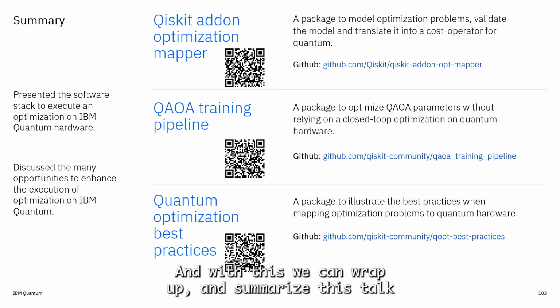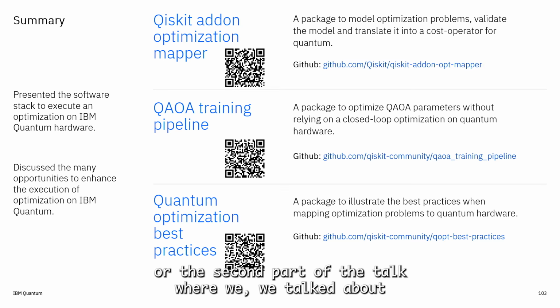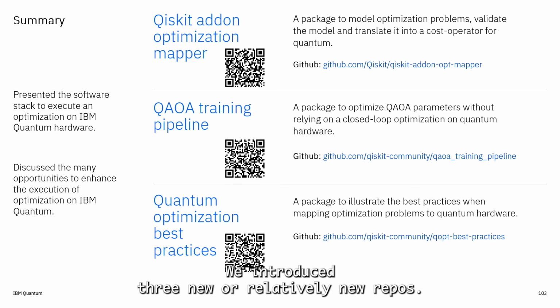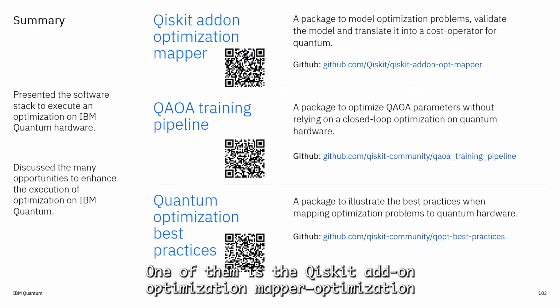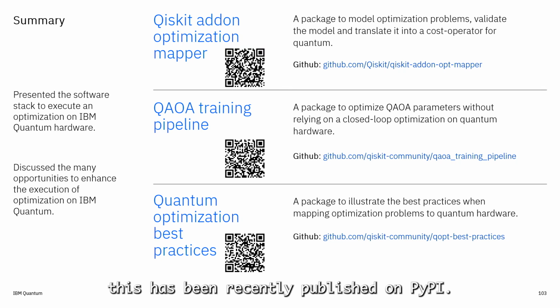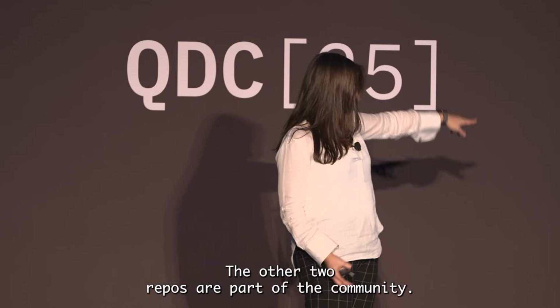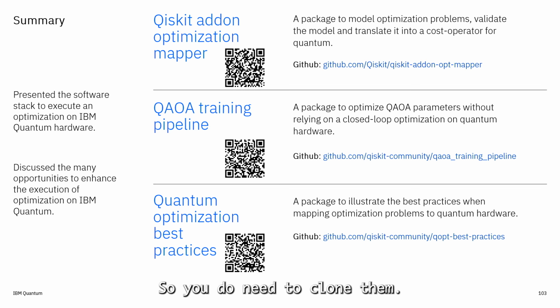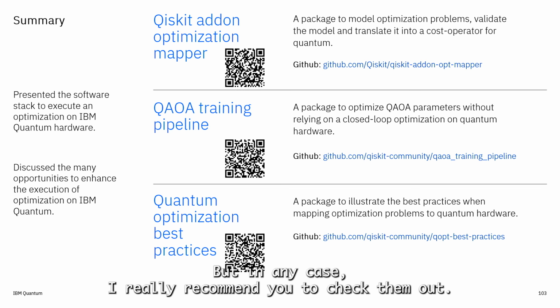And with this, we can wrap up and summarize this talk, or the second part of the talk, where we talked about a lot of different tools, a lot of different techniques. We introduced 3 new or relatively new repos. One of them is the Qiskit optimization mapping add-on. This has been recently published on PyPI, so you can just directly pip install it. The other 2 repos are part of the community. They are a bit more exploratory, and they are not directly pip installable from PyPI, so you do need to clone them. But in any case, I really recommend you to check them out.